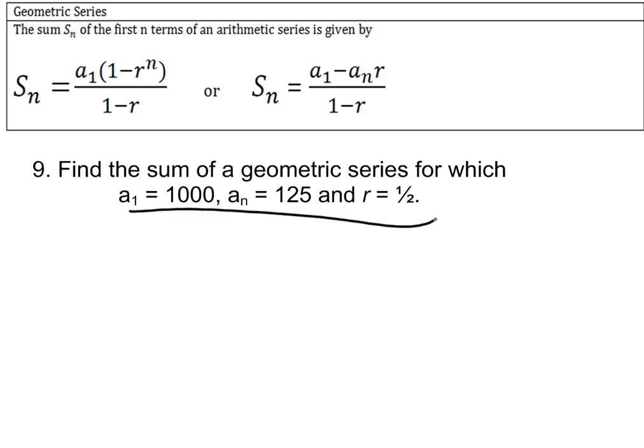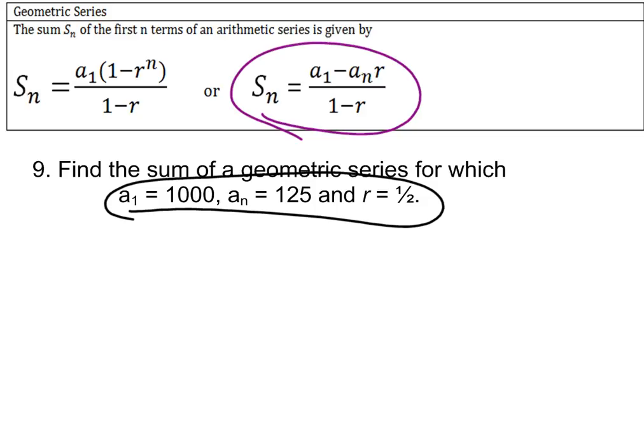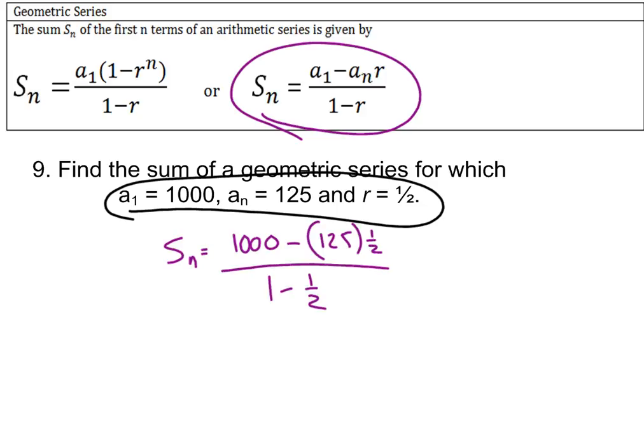So the sum of a geometric series where the first term is 1,000, the nth term is 125, and r is going to be 1/2. So I can do this a couple different ways. Since they give me a sub n, I think I'll do it that way. They give me 1,000 minus 125 times 1/2, all over 1 minus 1/2. Since they give me that nth term, I might as well use it.